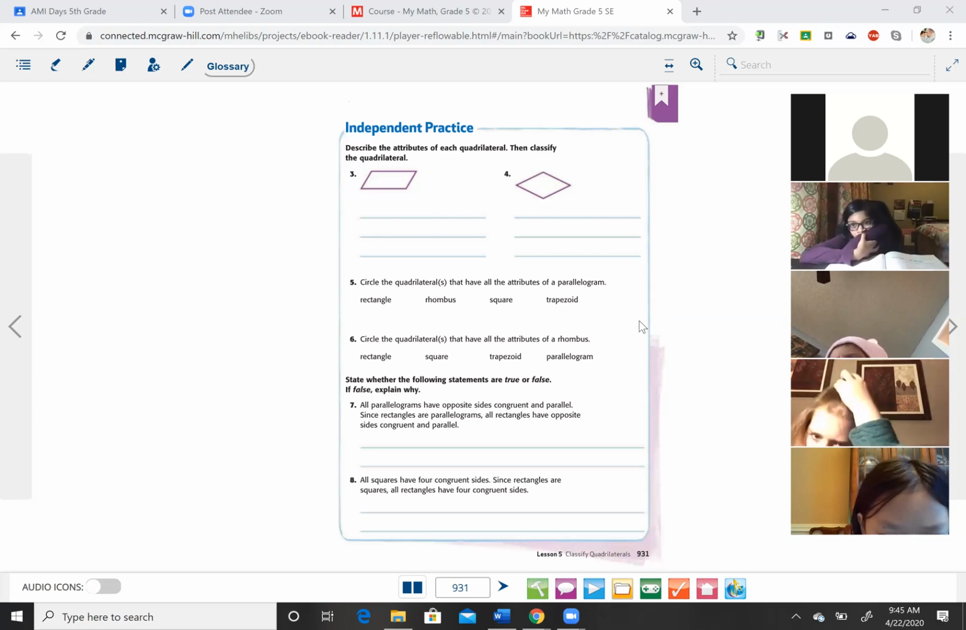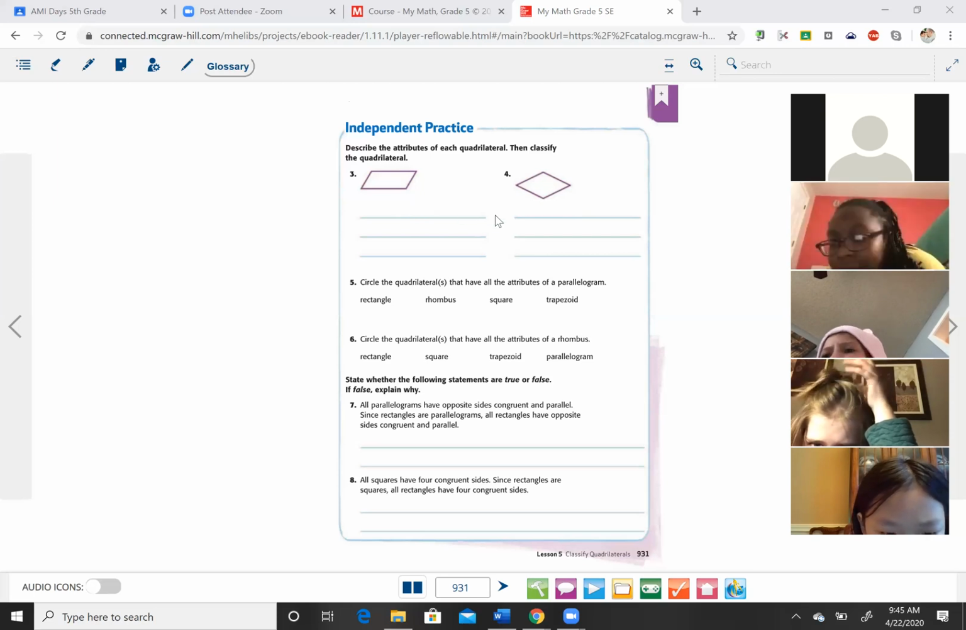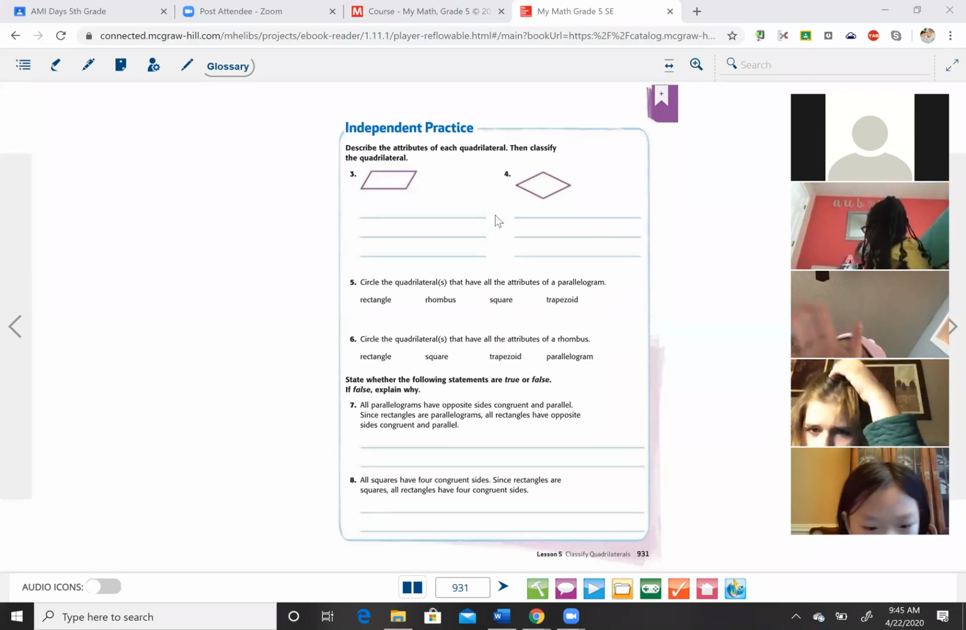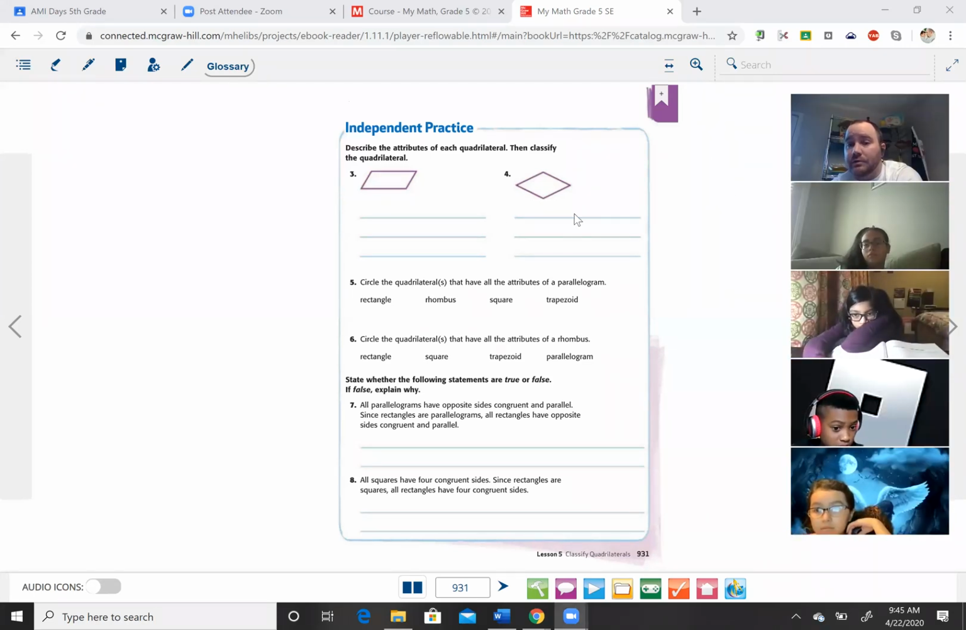So let me run down a checklist with you, okay? Are there any 90-degree angles? No. So there's no 90-degree angles. Are opposite sides the same? Yeah. Okay. How many sides does it have? 4. Guess what? You just told me almost all the major characteristics of that shape.